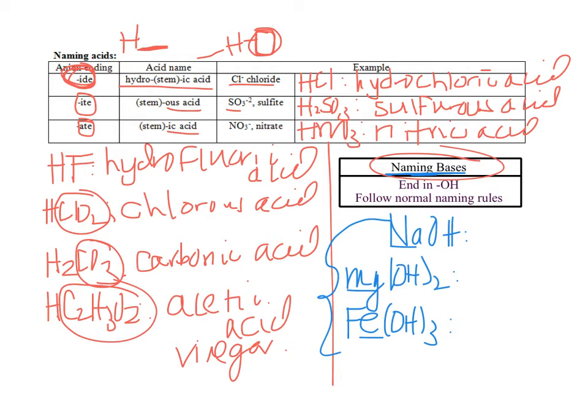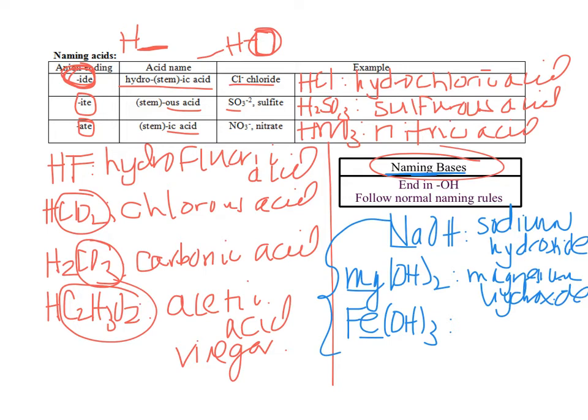And so this first base would be sodium, and does not need Roman numerals. And then OH is a group, a polyatomic called hydroxide on the back of your periodic table. Mg(OH)2 is magnesium hydroxide.